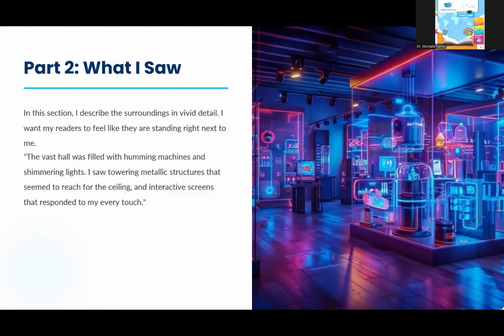Humming machine shows the reader that he can hear sounds. Also, shimmering lights means bright lights. Here, the reader can imagine or visualize the lights or can see them. Also, towering metallic structures means very high metallic structures. And how did I know it's very high? Because it says seem to reach for the ceiling.